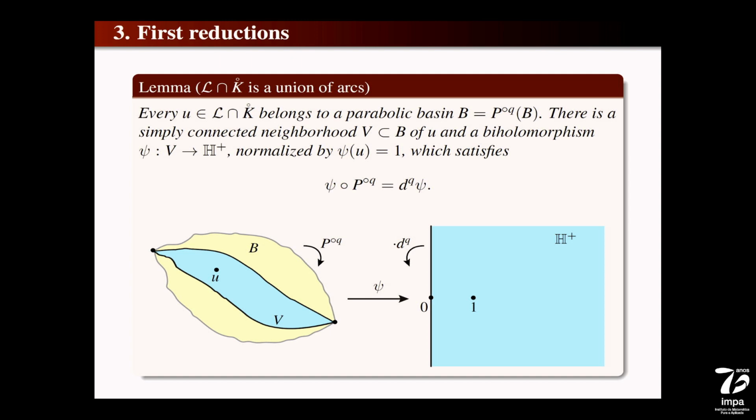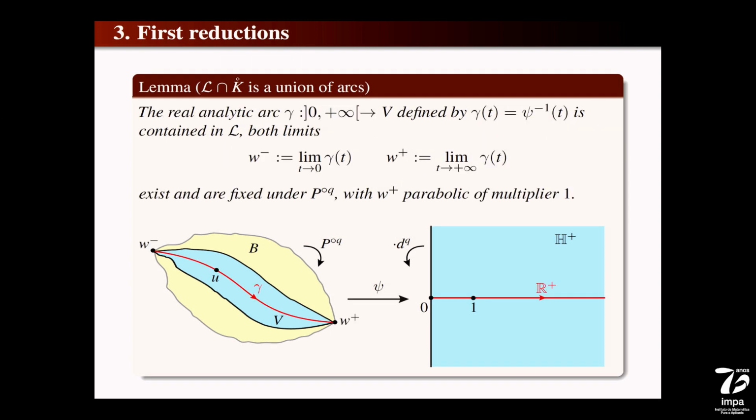And moreover, if I consider the real slice here, the set of positive real lines, this arc, and pull it back under C, I get an embedded real analytic arc passing through u. The claim is that, first of all, this arc is completely inside L, so it's inside your Hausdorff limit. And this arc is more or less canonically, up to multiplication by a constant, parametrized by this interval 0 to infinity.